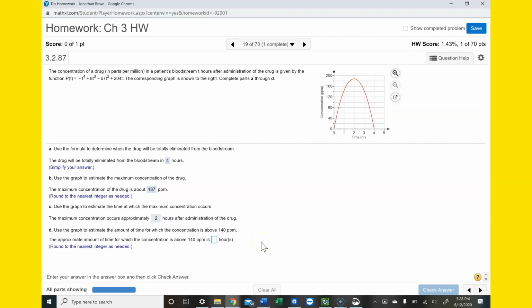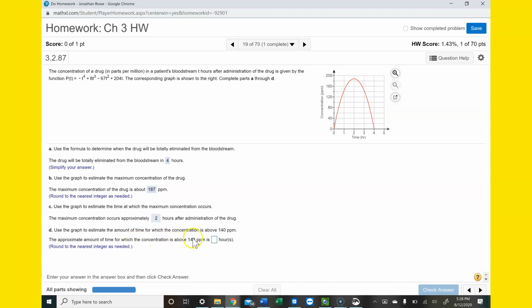Use the graph to estimate the amount of time for which the concentration is above 140 parts per million. When is it above 140? Well, 140 is this height, and we are above that height once we get past 1 all the way until we get to 3. It says rounds to the nearest integer, so between 1 and 3 hours.